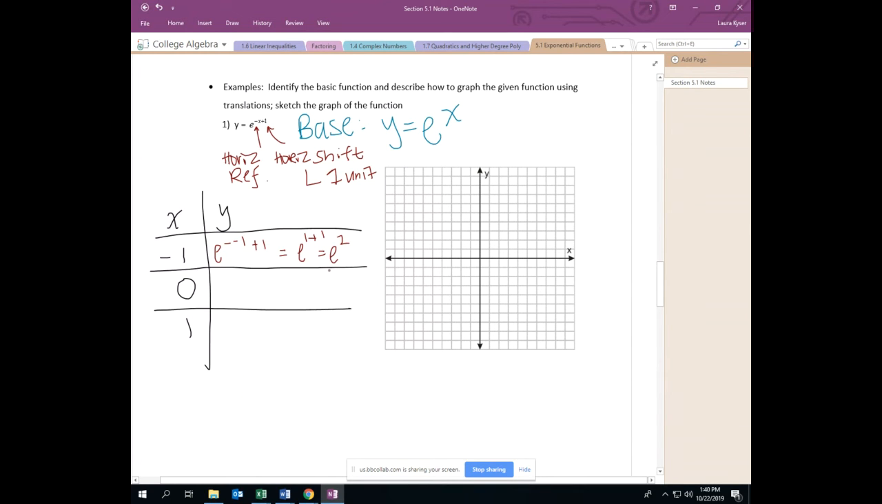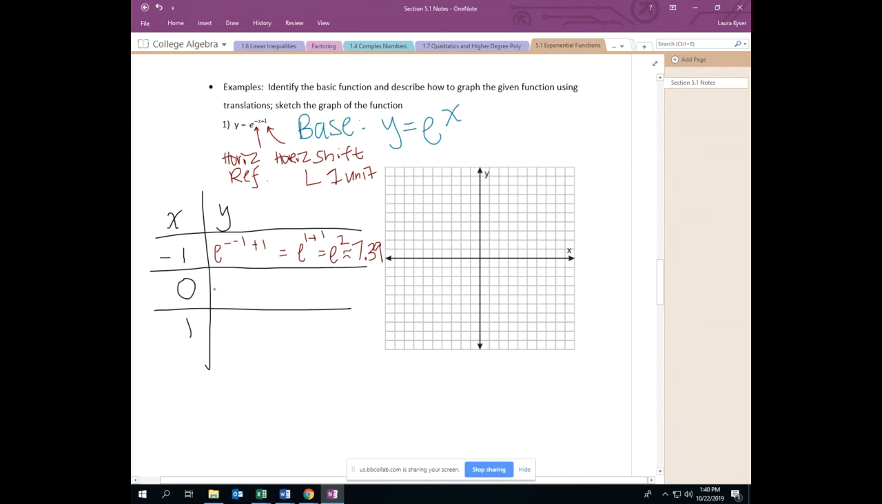So e squared is going to give me, if I go into my calculator, I get 7.3. I can't hardly fit this either. I'm just going to do 2 decimals because that's all I can fit. So 7.39, which is a good enough idea of where we're at. So a little bit higher than what we've been doing, but that's okay.